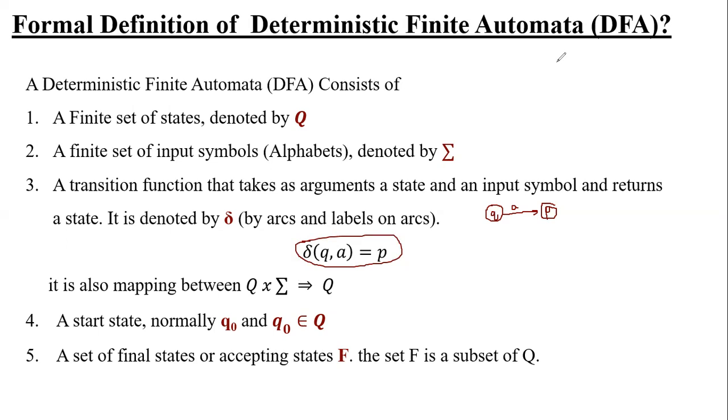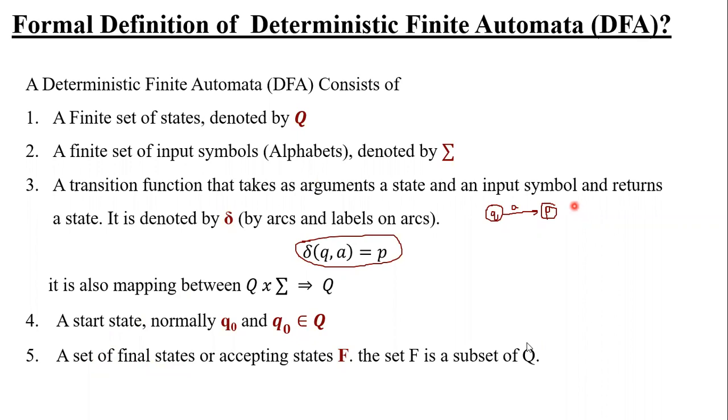Secondly, the last one, the second last one is that it has a dedicated start state, that is Q naught, and Q naught always belongs to the finite set of states, that is Q, and the final states, that is also finite in count. It may be one or maybe more than one in any DFA.